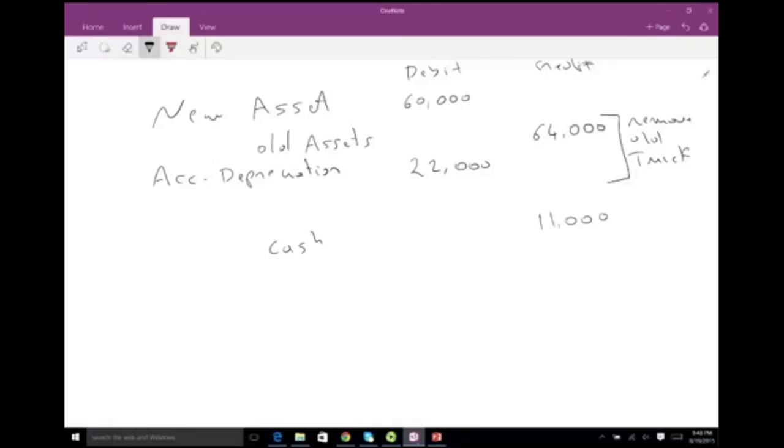What's left in this transaction is to determine if we have a gain or a loss. For one thing, this does not balance. So 60,000 plus 22 does not equal 64 plus 11. So it does not balance. I'm either missing a gain or a loss. How do I determine if I have a gain or a loss?